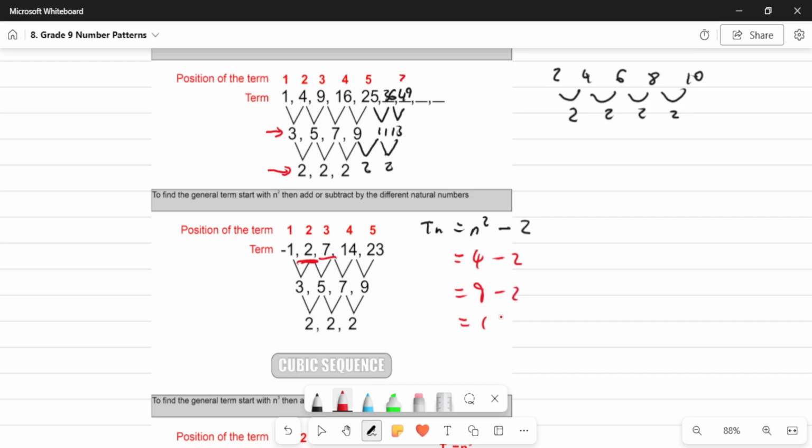4 squared is what? 16. 16 minus 2 is what? 14. So that's what we're doing. We're starting off with the very basic quadratic sequence, n squared, and then we're either adding or subtracting some constant to get the new sequence.